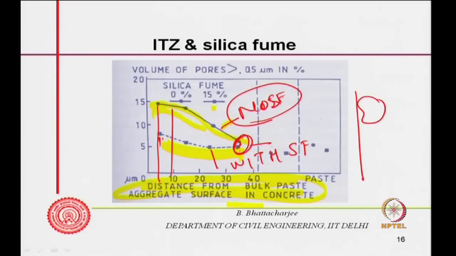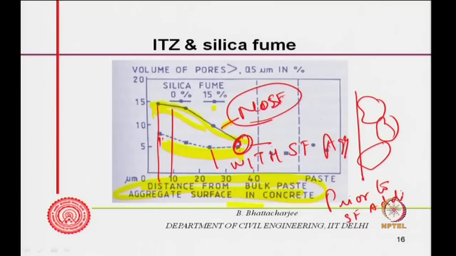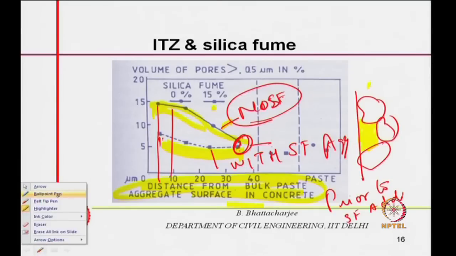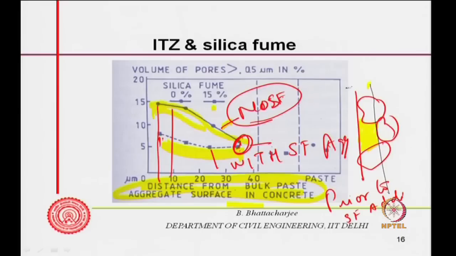Say this is the aggregate and this was my cement particle earlier, prior to silica fume addition. This is my interfacial transition zone, which will have porosity of this kind. The pore sizes, porosity and transition zone thickness would be largely governed by the cement particle size; we can assume the thickness would be half the average size of a cement particle, or slightly more.